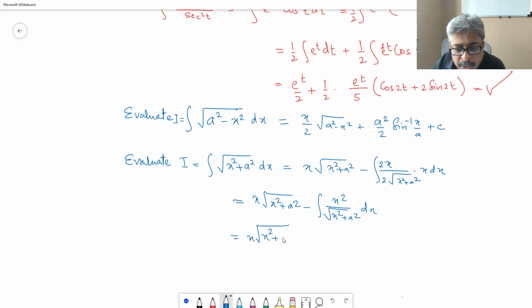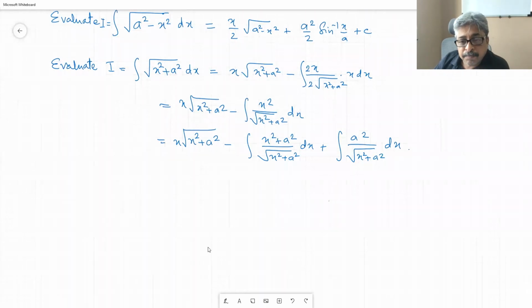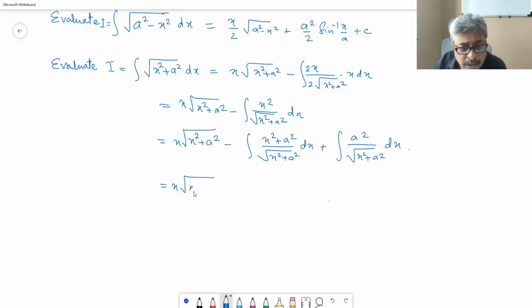So we break it in parts. x square plus a square upon radical x square plus a square dx, minus, minus minus plus, integral a square upon radical x square plus a square dx. Correct? So this is standard, which is equal to x radical x square plus a square minus integral radical x square plus a square, which is the same as I, plus a square times this standard formula.